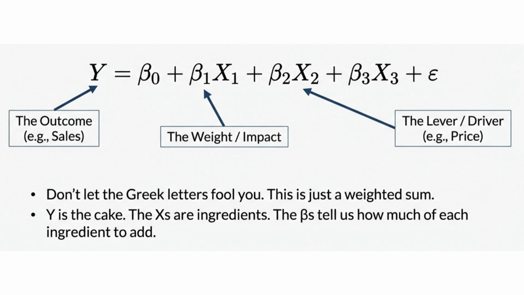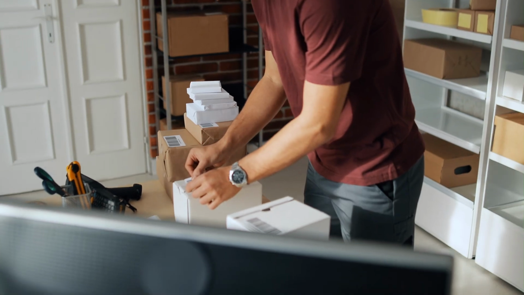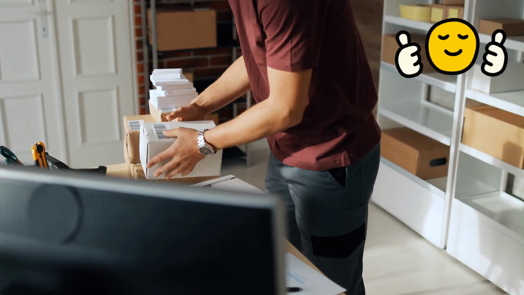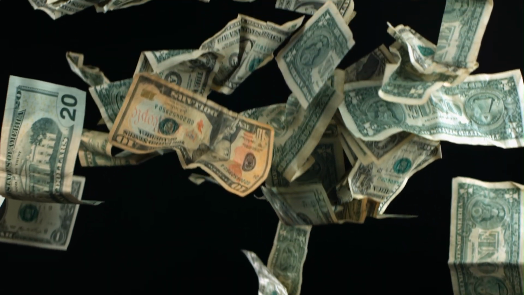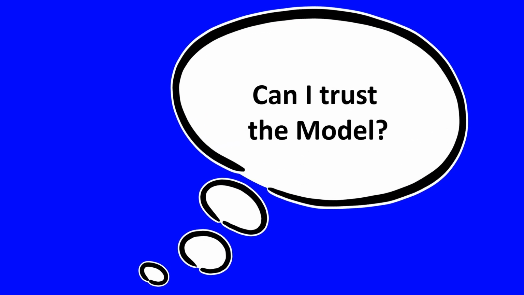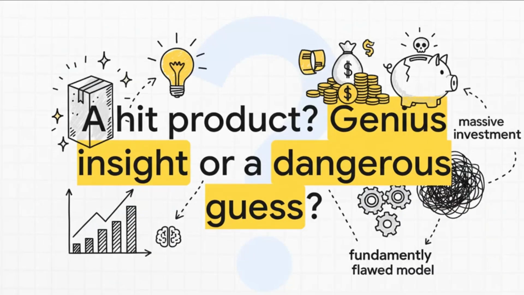Imagine you constructed a regression model and it is predicting that your new product is going to be a big hit. We are talking about millions of dollars on the line. But what if that model is just wrong? How do you know if you are looking at a genius insight or just a really dangerous guess? That is exactly the question we need to answer.